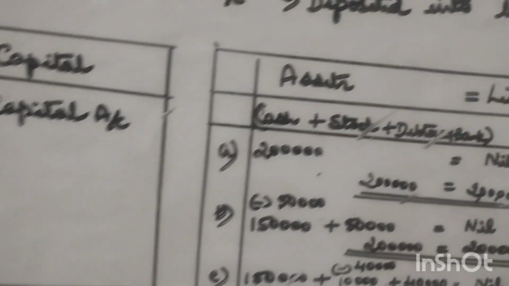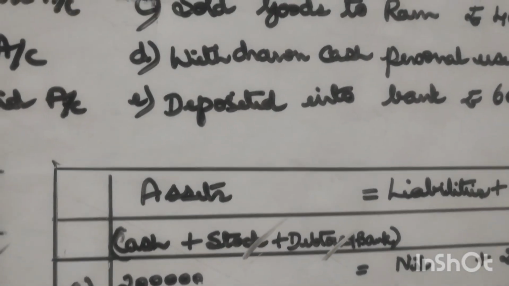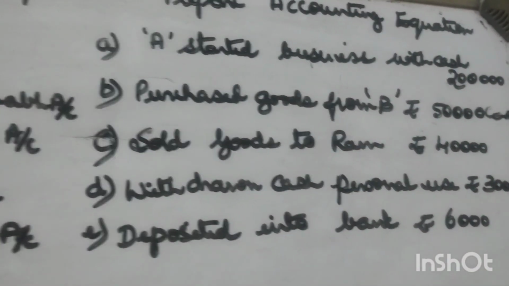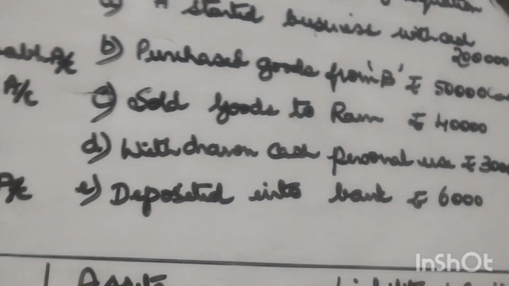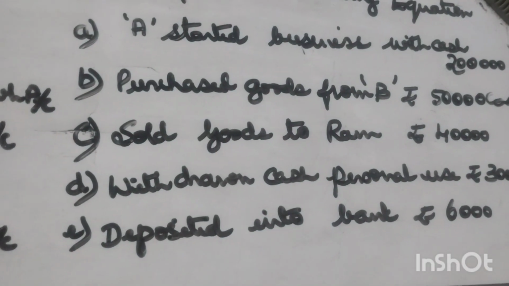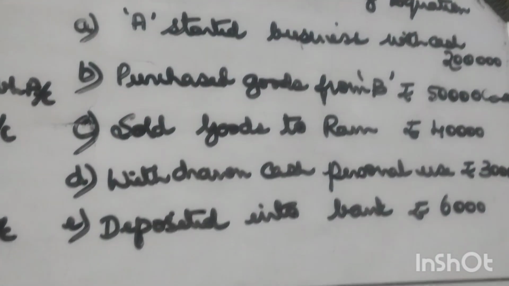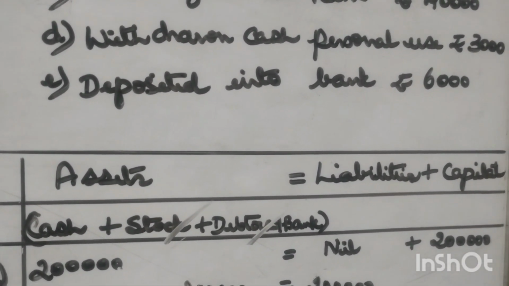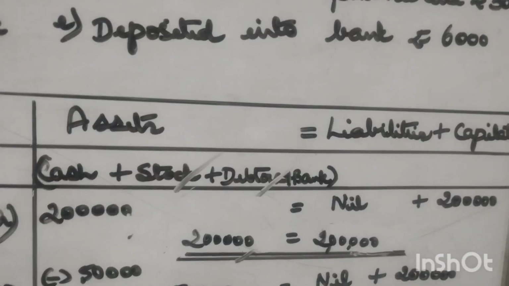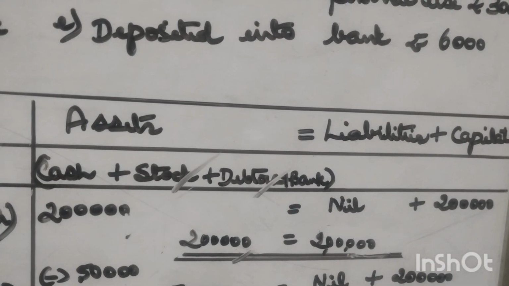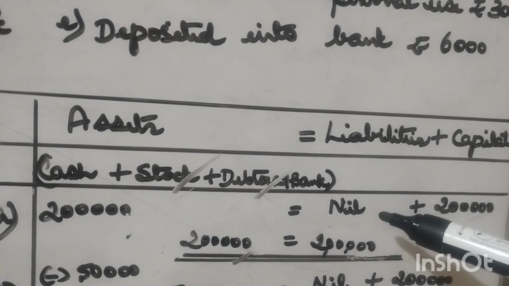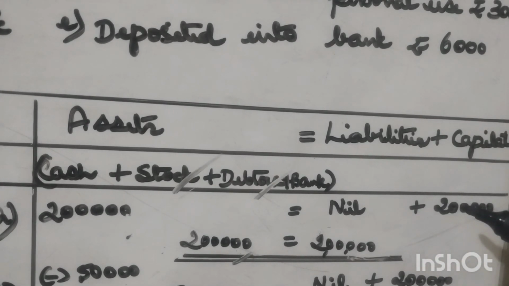Next, one more question that is based on the accounting equation. So here is a problem. We are asked to equalize this accounting equation. So first transaction, A started business with cash. So this is the accounting equation: assets is equal to liabilities plus capital. So business is started with cash, cash amount is 2 lakh. So we need to equalize. Liability is nil. Capital also will be 2 lakh. So 2 lakh is equal to 2 lakh.